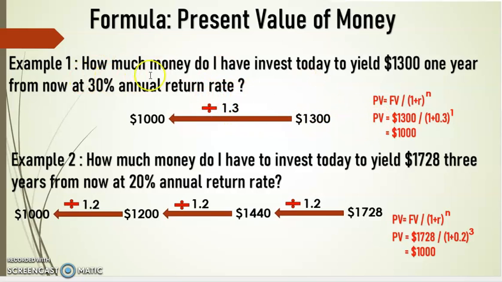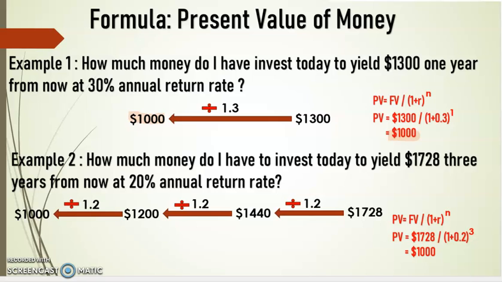So how much do I have to invest today to get 1,000 one year from now at a 30% annual rate? Here 1,300 is your future value, the amount you're going to get after 1 year. Divide by 1 plus 0.3 to the power 1, and you get 1,000. So the equation is clear: you invest 1,000.